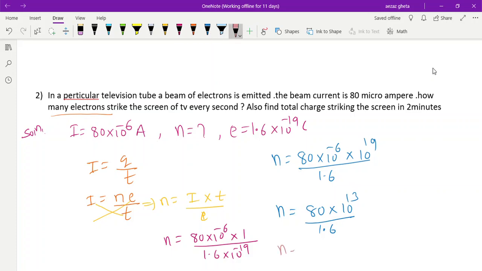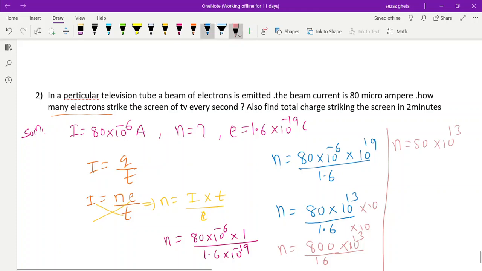Now what I will do is multiply with 10 here and with 10 here. So here you will get 800 divided by 16, times 10 power 13. If you divide it, 16 5s are 80, so 5 into 10 power 13. Or even I can write that 16 ones are 16, so 5 into 10 power 14. Am I right? 5 into 10 power 14 is the answer.